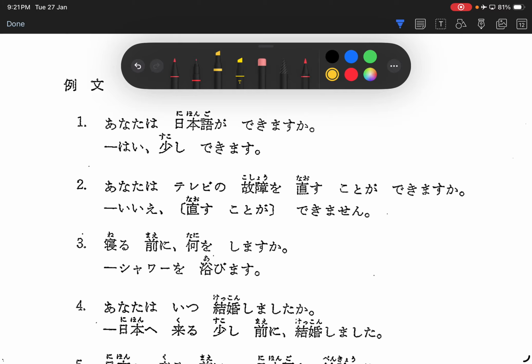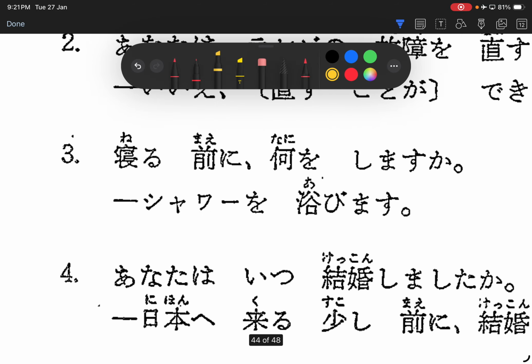Number 3, 寝る前に. Remember when we have this 前に, in Chinese we say 之前. So 寝る前に, 睡觉之前, before I sleep, before you sleep. 寝る前に何をしますか? So what do you do?